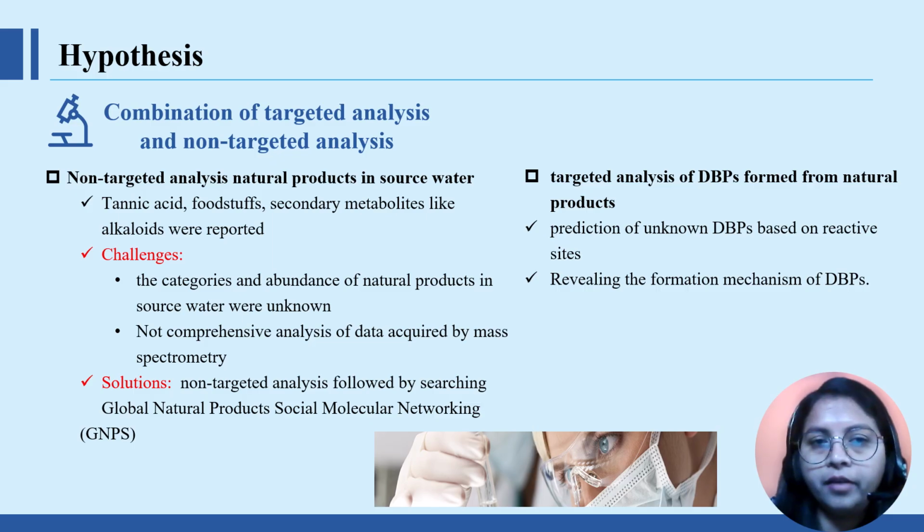Now, talking about our hypothesis, natural products in source water like tannic acid, food byproducts, and secondary metabolites such as alkaloids might be contributing to DBP formation. The problem is that we often don't have a comprehensive understanding of these compounds. That's why we propose combining non-targeted analysis with global natural product social molecular networking, and this approach helps us predict unknown DBPs based on reactive sites of natural products.